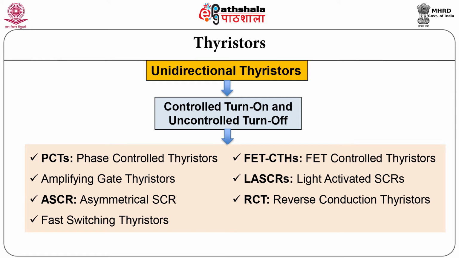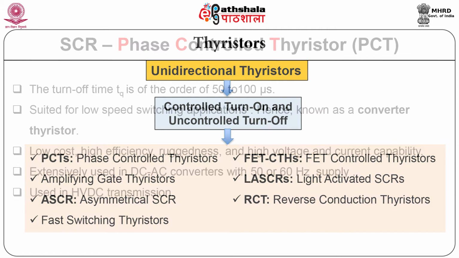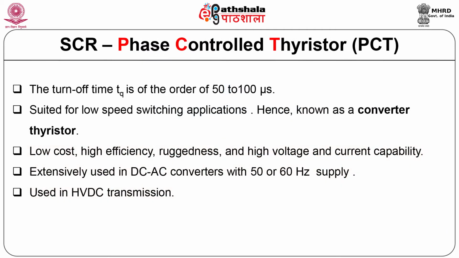First we will see the unidirectional thyristors with control turn on, but uncontrolled turn off: PCTs, amplifying gate, asymmetrical SCR and fast switching thyristors. Apart from that, we will be studying FET control, LASCR and RCTs also. First, we will see the SCR.